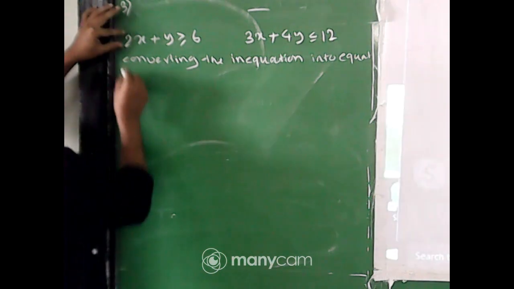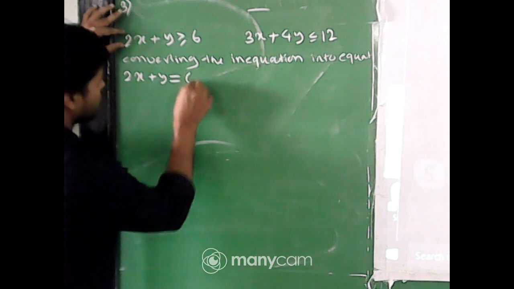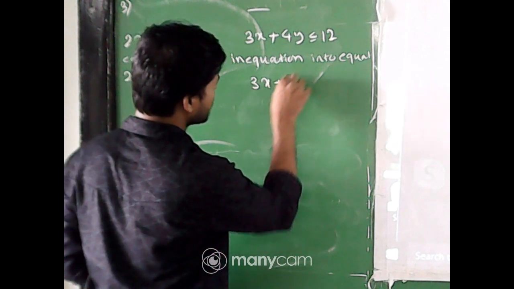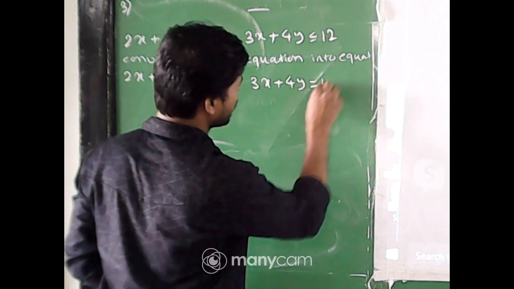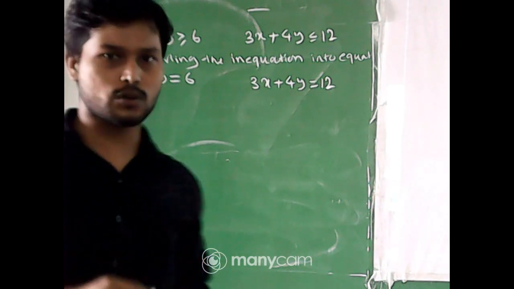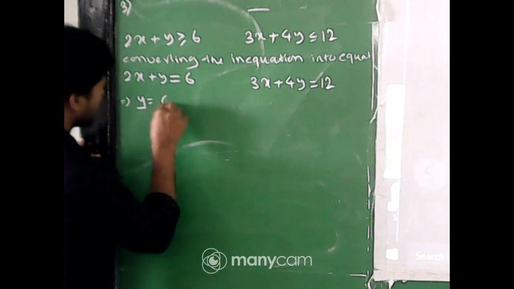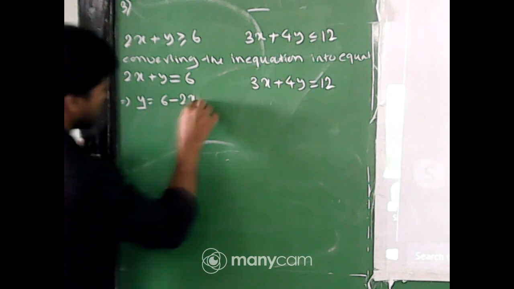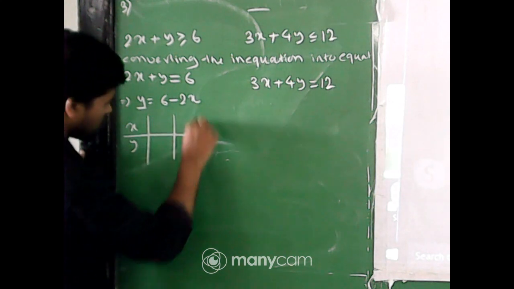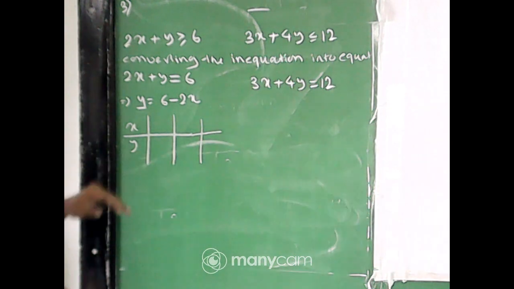So the first equation will be 2x plus y is equal to 6, and the second equation will be 3x plus 4y is equal to 12. Now from these two equations we have to set up a set of solutions. So from here we will calculate y is equal to 6 minus 2x. Now from here find out a set of solutions. I think you are familiar with this process. So tell me one set of solutions.